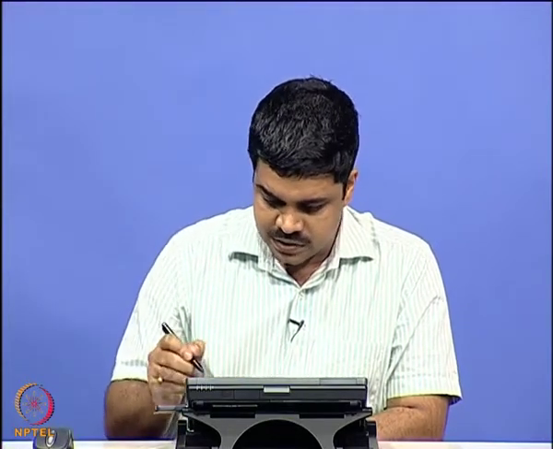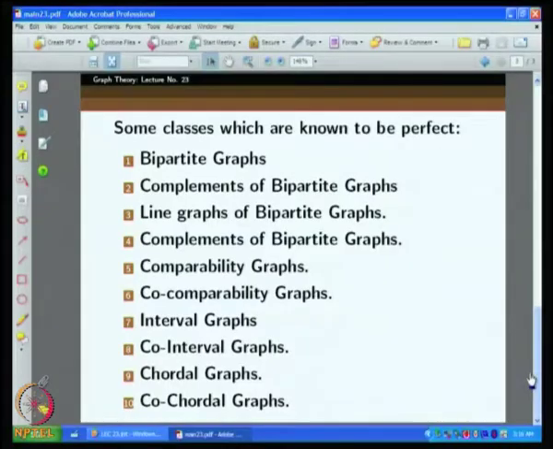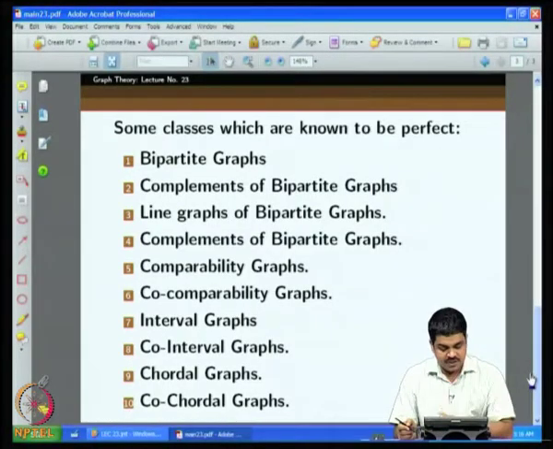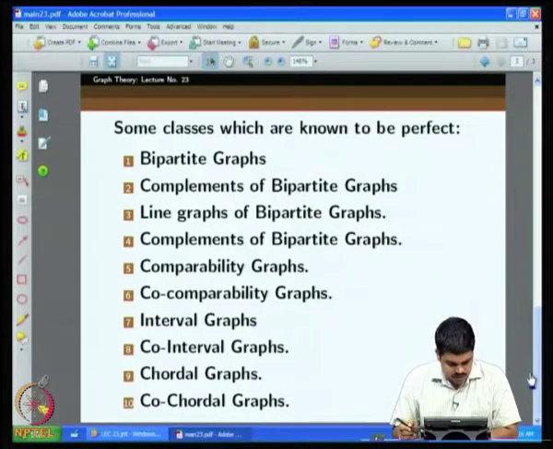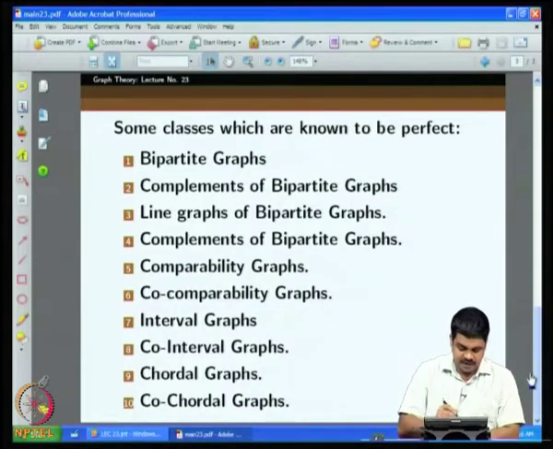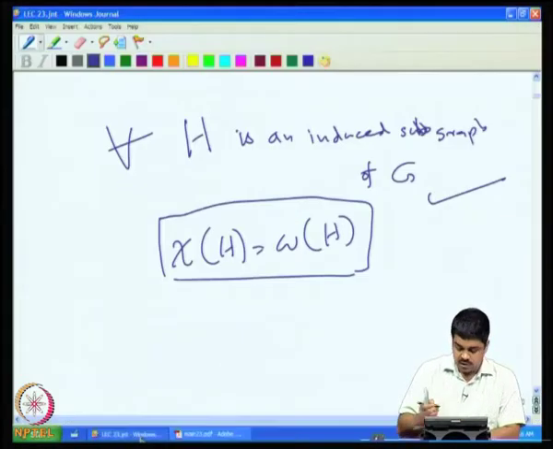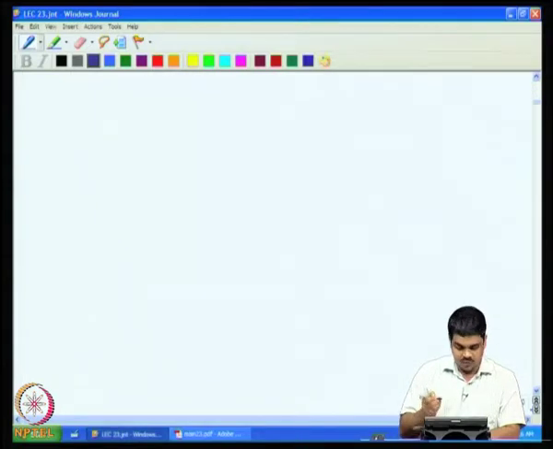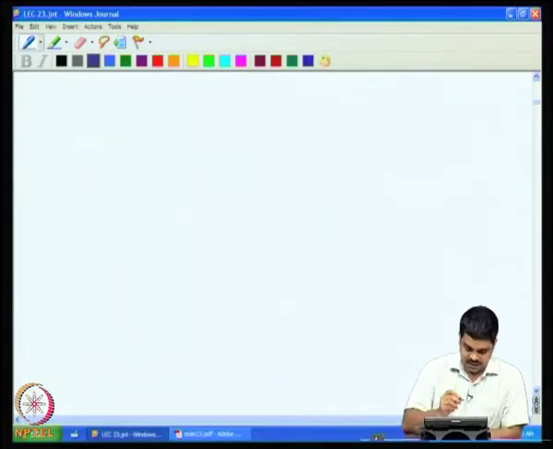In the next slide I will show, I have listed around 10 classes which come under the class of perfect graphs. Maybe the most important among them is the bipartite graph, because that is probably the most well known, and we know it very well, right, bipartite graphs.